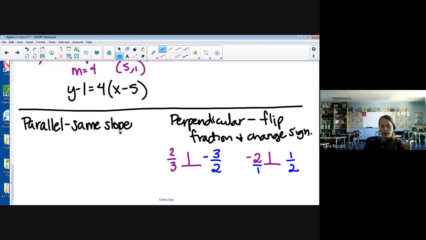So we'll work one parallel problem, one perpendicular problem, and then we have X and Y intercepts, and we'll be done today. No, it was already negative. So when we change the sign, it becomes positive.